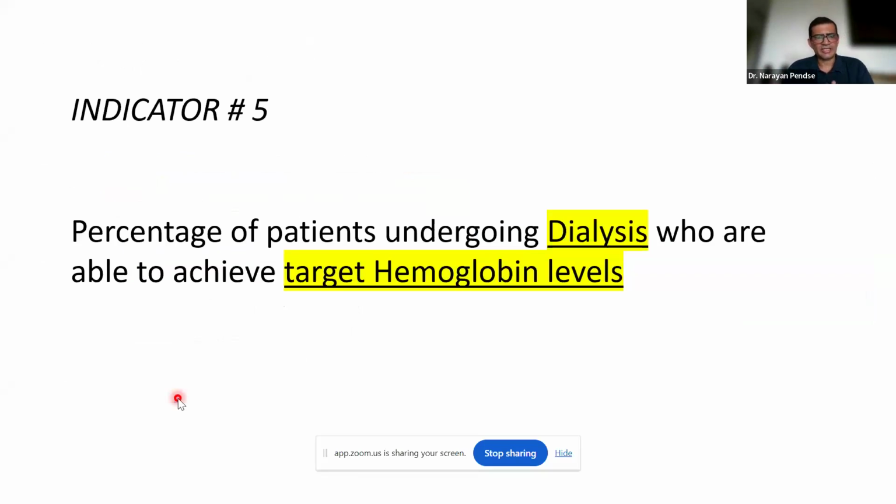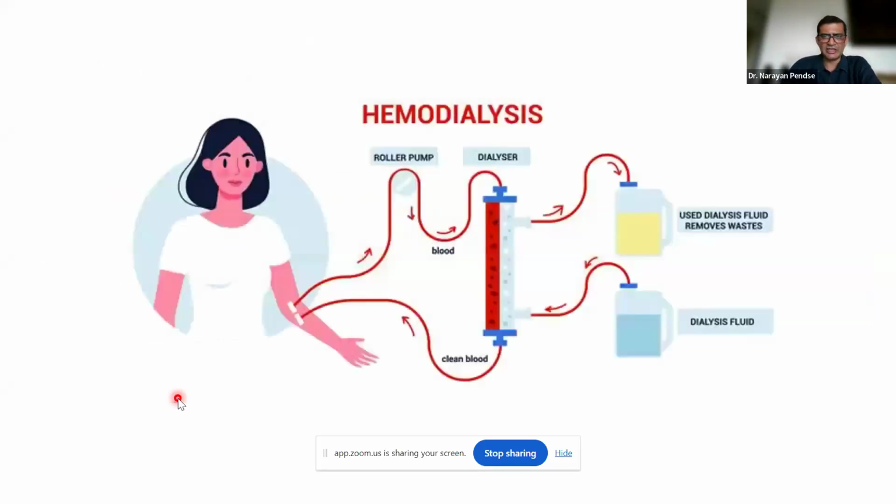Coming to the last indicator, this one has to do with the nephrology department, because that's where dialysis patients are. So: percentage of patients undergoing dialysis who are able to achieve target hemoglobin levels. Let's understand what this is all about. I'm sure all of you know hemodialysis, the procedure. There are various types. There is maintenance hemodialysis, there is peritoneal dialysis, etc. We will stick to hemodialysis.